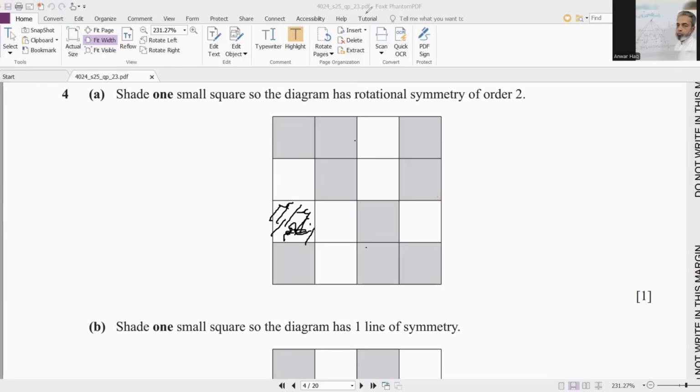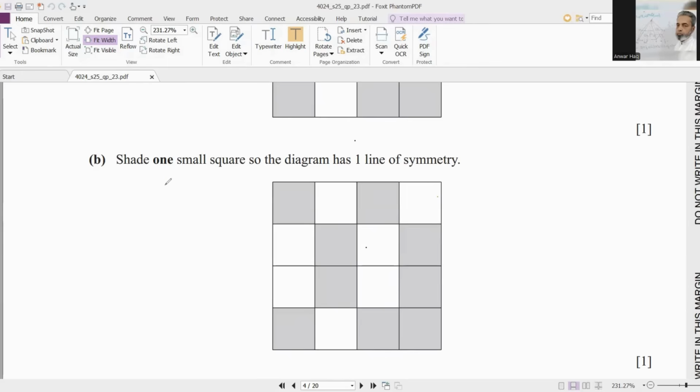Now the next part, B part. In B part, he is asking to shade one small square so that the diagram has one line of symmetry. For one line of symmetry, if we draw a line from this edge to this edge, you can see that this one block will overlap to this, but if we draw this line, this will overlap to this. So he's asking for one small square, so this is not possible. Achha ji, then if we draw this line, you can see that this will overlap to this and this will overlap to this. So this will be shaded. One line of symmetry. That's it for this part. Now for the next part.